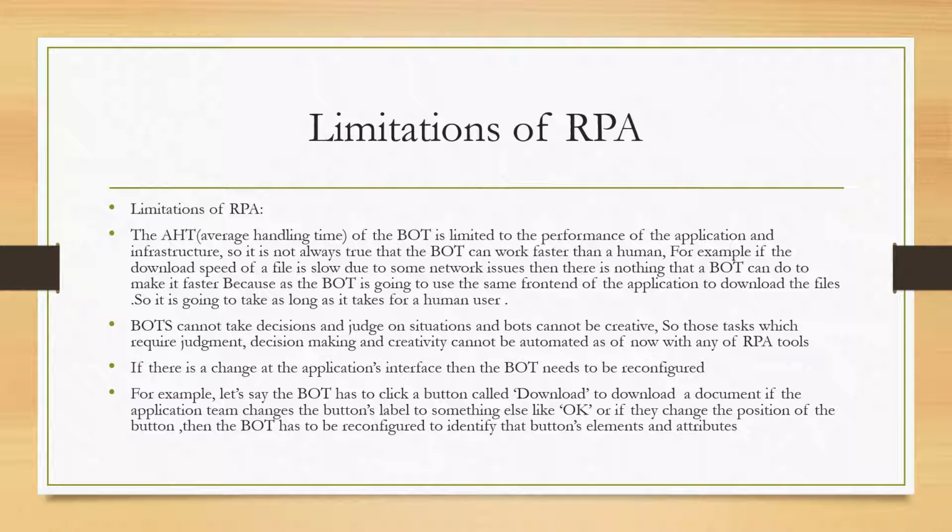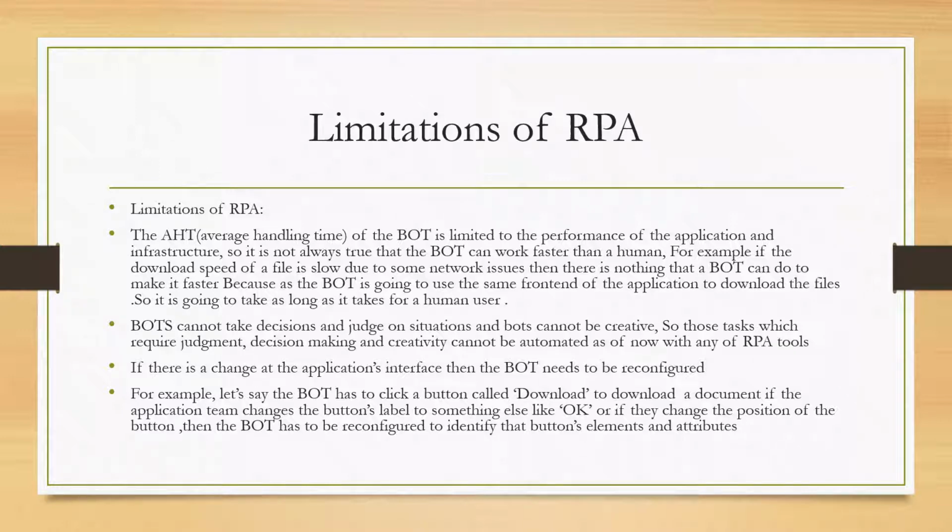Are there any limitations? Yes, we have discussed it. Let's see it. The AHT always depends on the application, infrastructure, and system performance. And bots cannot make decisions and judge situations, and bots cannot be creative. So the tasks which require judgment, decision making, and creativity cannot be automated with RPA tools. If there are any application interface changes, the bot needs to be reconfigured.